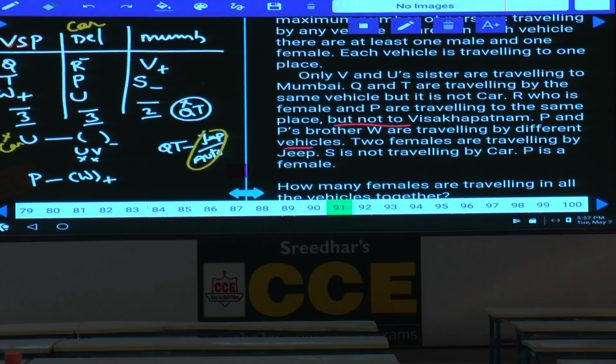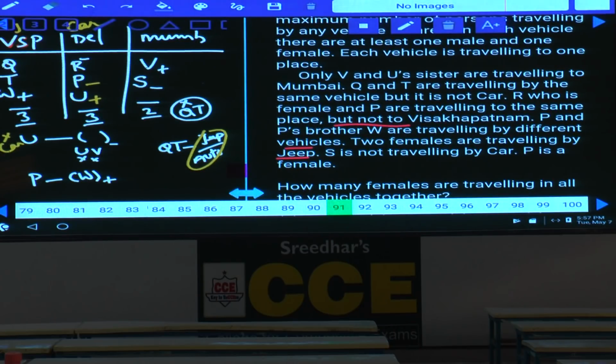As car has been done, then P is a female. As P is a female, what is the gender of U? U must be a male. As U is a male, and two females are traveling by jeep, either Visakhapatnam is jeep or Mumbai is jeep. Out of which, in Mumbai there is only one male and a female. Hence these two persons cannot travel by jeep.